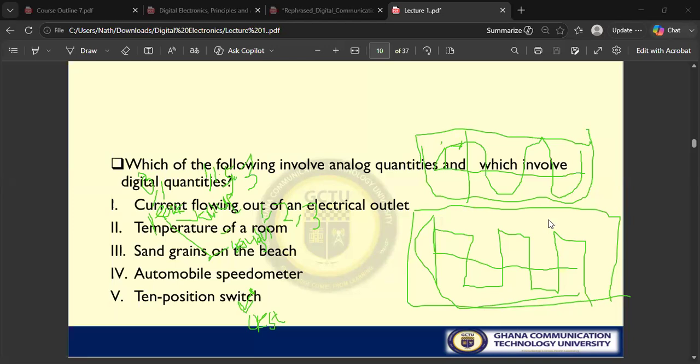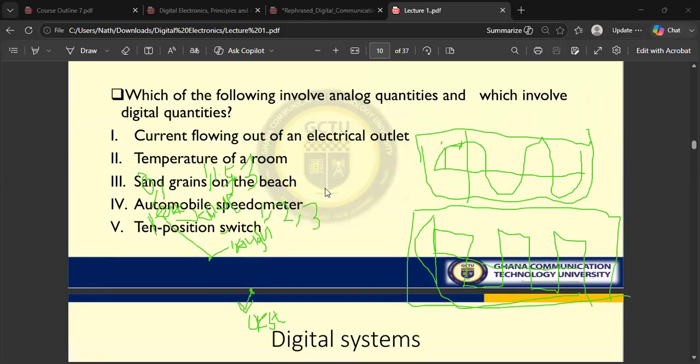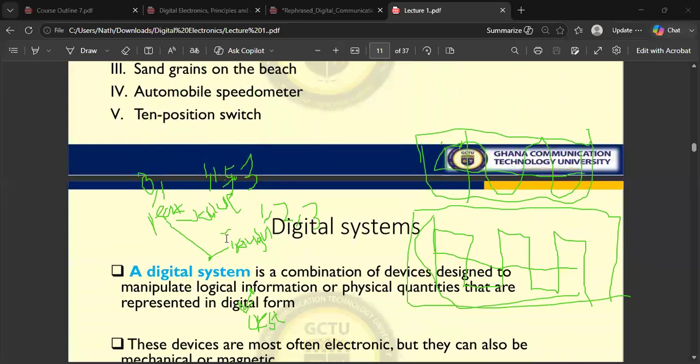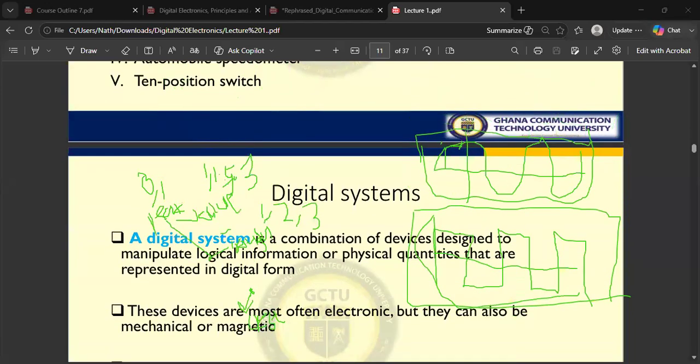Then the automobile speedometer, is it an analog quantity or digital quantity? Let me leave the two for you: find out whether the automobile speedometer is analog or digital. Here we are looking at the reading of the speedometer. Then we look at the 10 position switch. So these are for you, look at it.